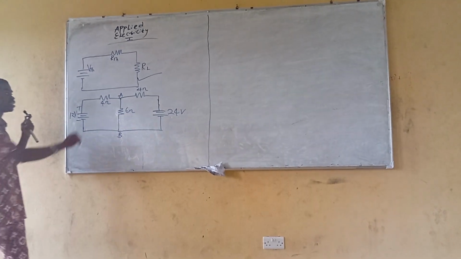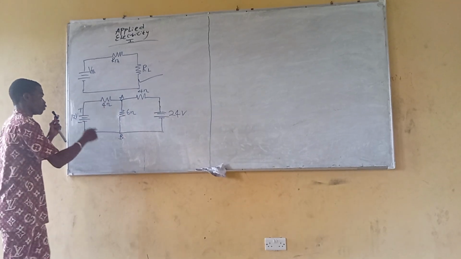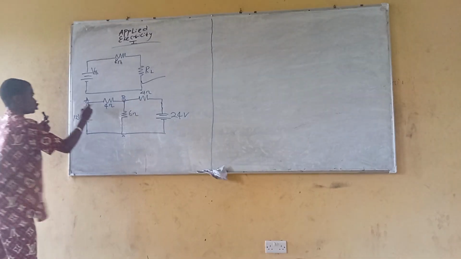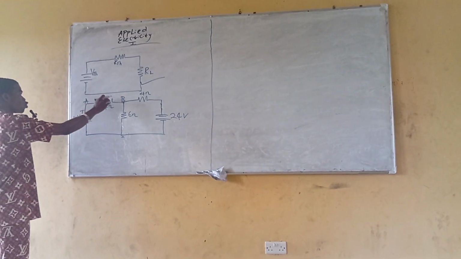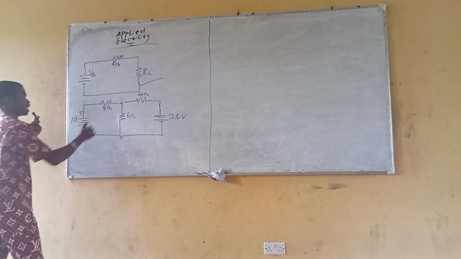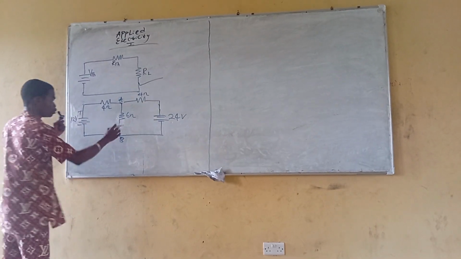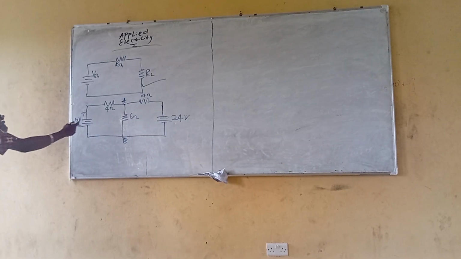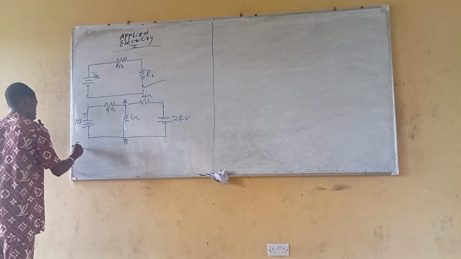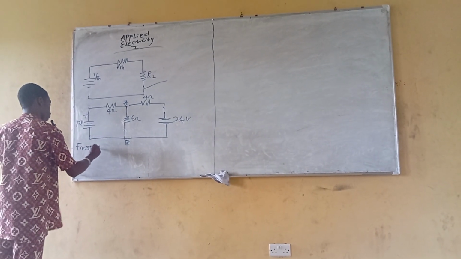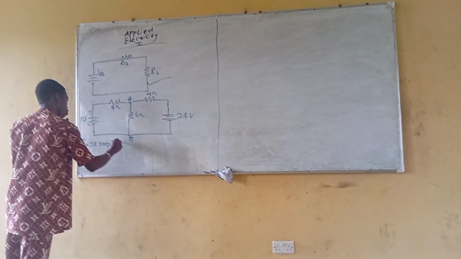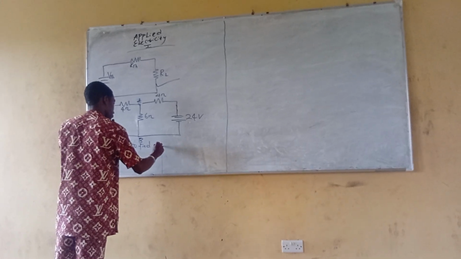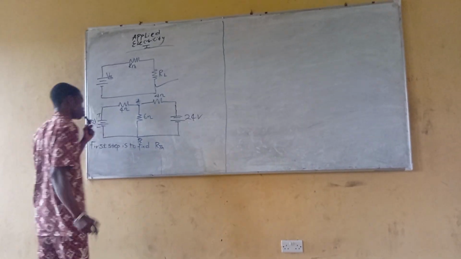But if they don't identify it, they will use letters in between. Some of them might indicate them like this, which means you should find the current flowing through the 4 ohms resistor. But since it's indicated like this, this is A, this is B, that means you should find the current flowing through 6 ohms. Understood? So the first step is to find the Thevenin's resistance.